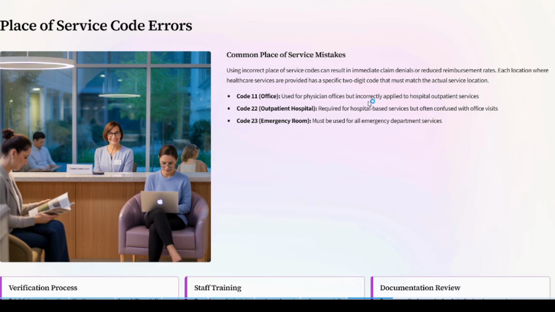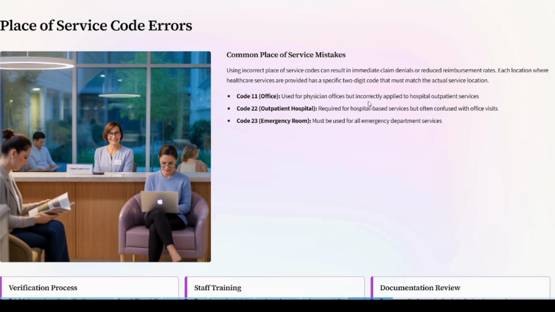Okay? Such as Code 11, which is used for a physician's office, but incorrectly applied to hospital outpatient services. Okay, so you want to make sure you are able to identify these codes, all right? Because hospital outpatient services are totally different from a physician having their office. I said the doctor's office, but being in a physician office, okay?